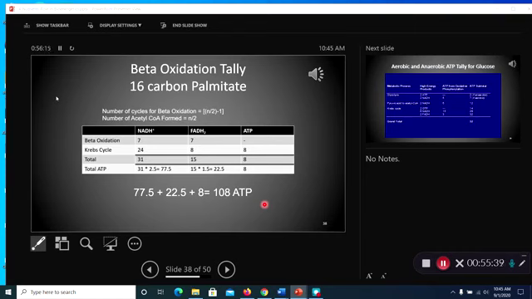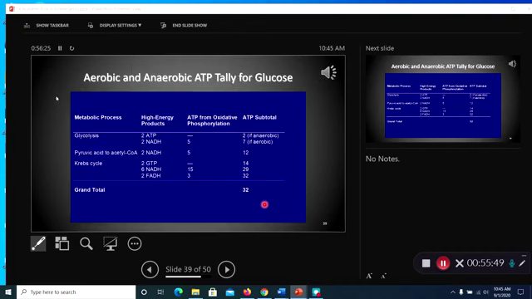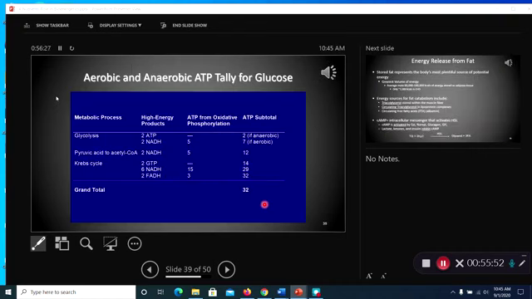Okay, so if I'm looking at 3 fatty acids, you would take that 108 number times 3. Right, whatever that would be, 324, I guess. And we can do the same thing for glycolysis.